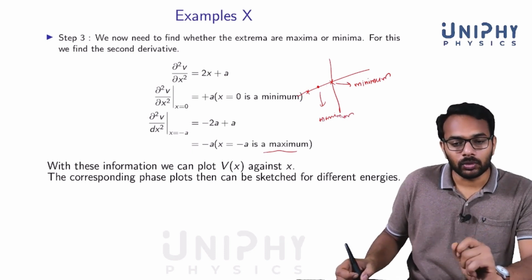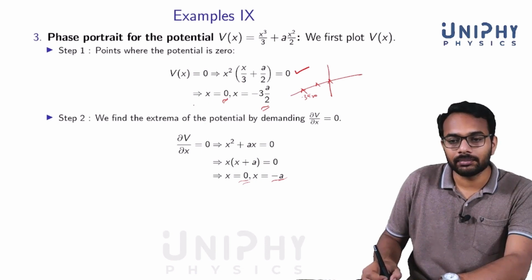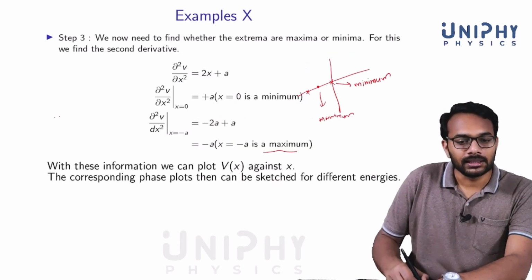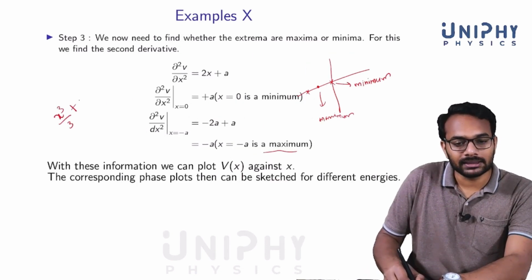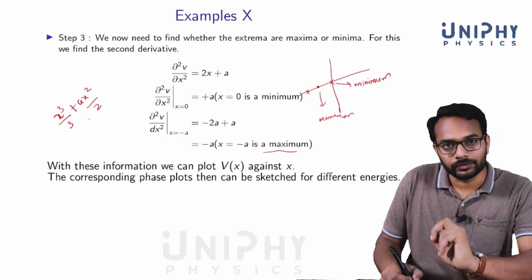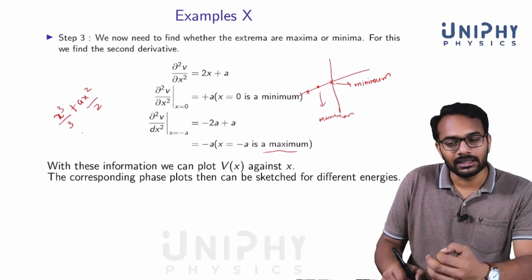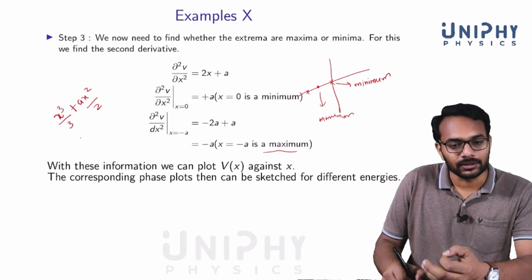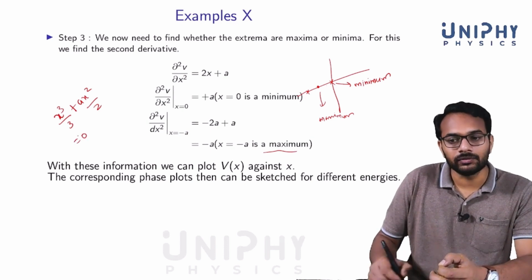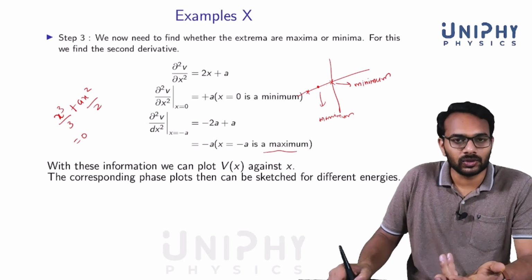Okay. Now let's check our V of x, which is x cubed by 3 plus a x squared by 2. Let's find the value of this potential energy at x equal to 0, at the minimum point. We see that it's equal to 0. So V of x is 0 at this point. We have got one more piece of information.